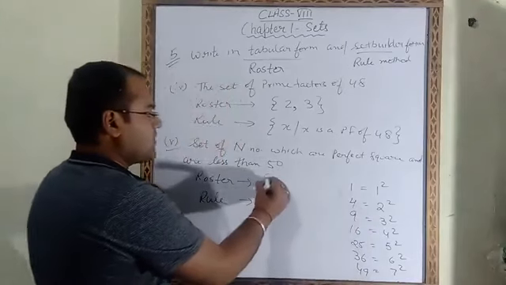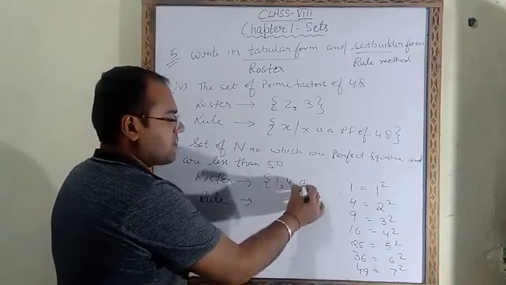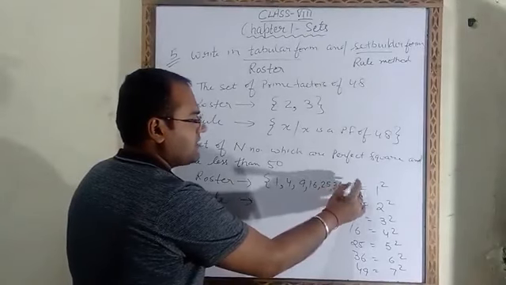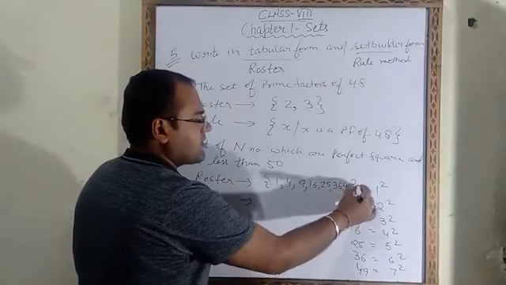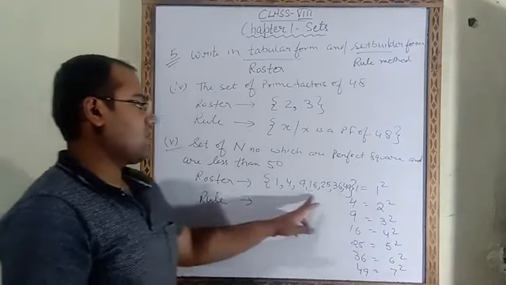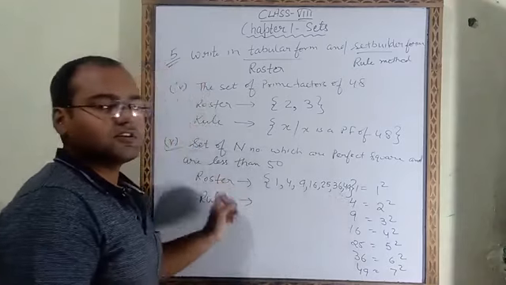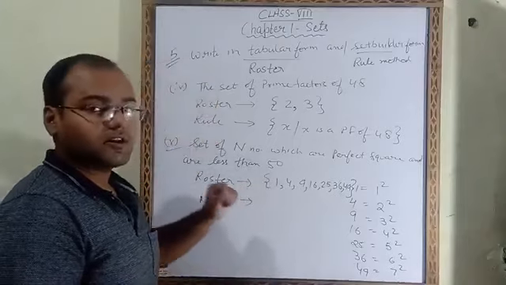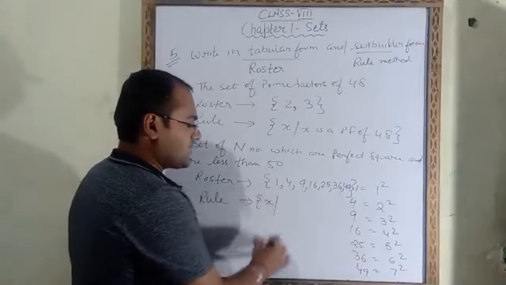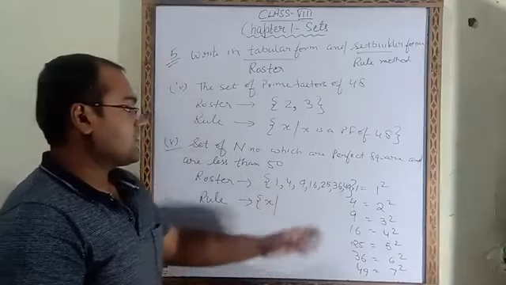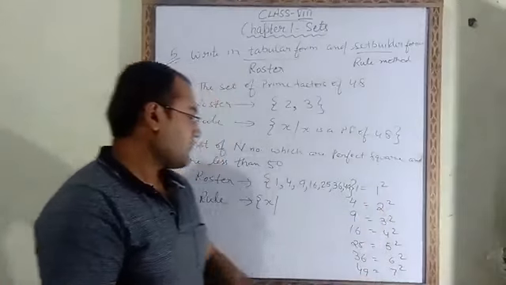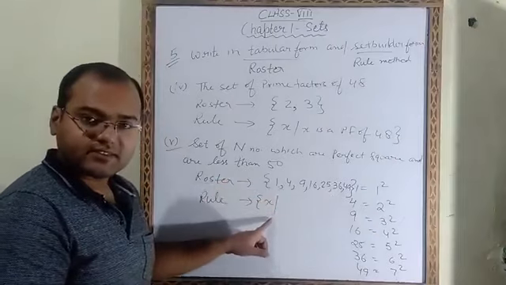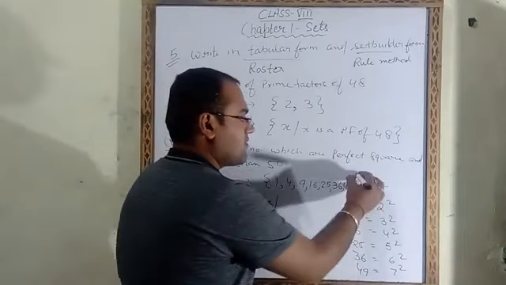So in roster method, what do you have to write? You have to write 1, 4, 9, 16, 25, 36 and 49. So these all members will come in this roster method. Now we have to write rule method. How will you write this rule method? In the beginning, we have to write x such that. Now we have to make one formula here. First of all, these all values we had written here. These all are the values of x.